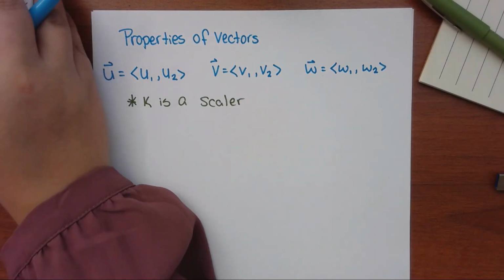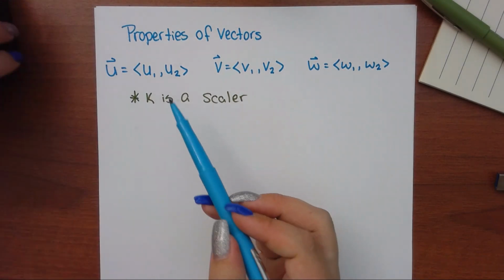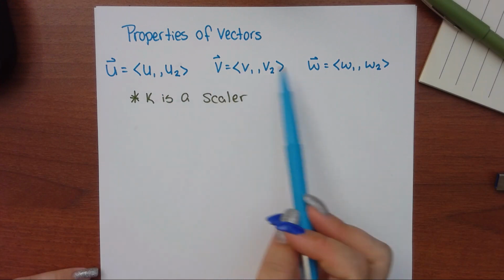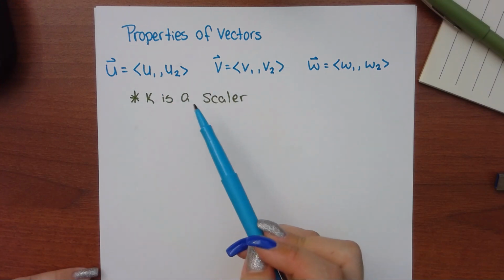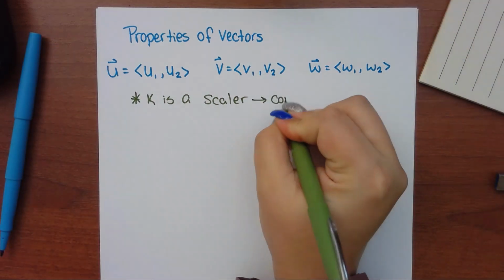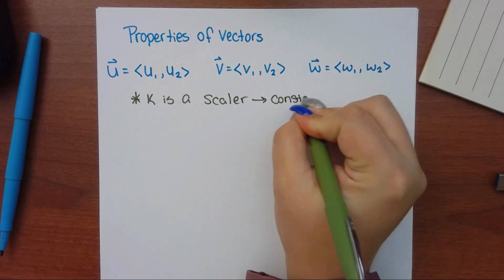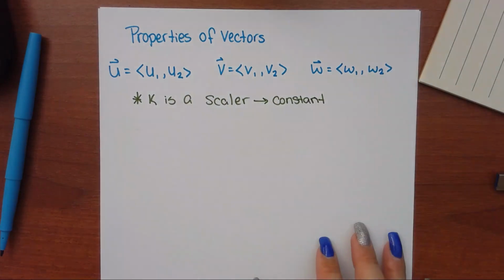Hey everyone. So today we're going to talk about properties of vectors. Here I have written three vectors, u, v, and w. And k is going to be representing our scalar. As a reminder, a scalar is just a constant. It's something that scales something, makes it larger, makes it smaller. So this is just considered a constant.